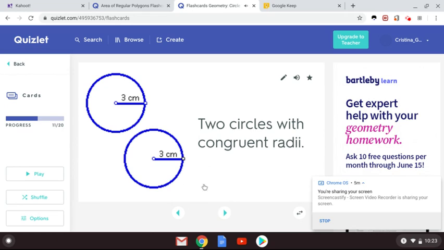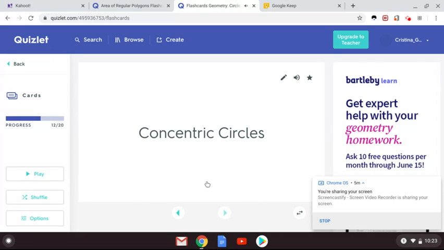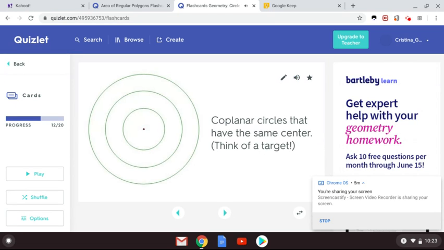That's another important one. We didn't really go over the proof, but it was something that I mentioned earlier in the section, I want to say 11.1. Two circles are congruent only if they have congruent radii. Concentric circles: coplanar circles that have the same center. You can think of it as the target symbol, or just the target. That's pretty much what it is.